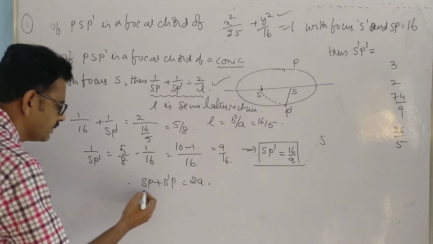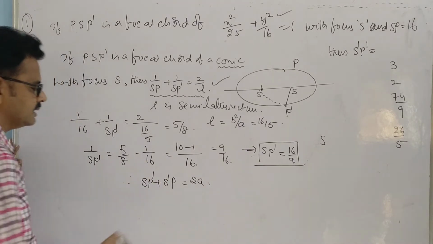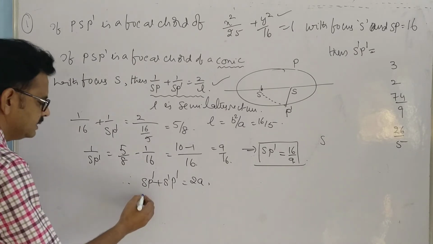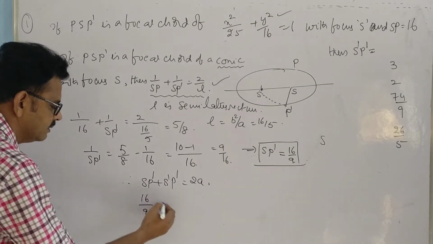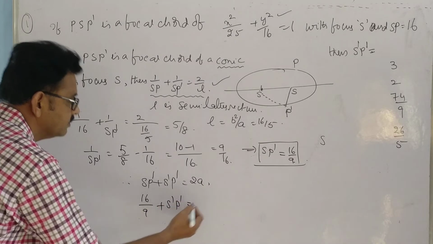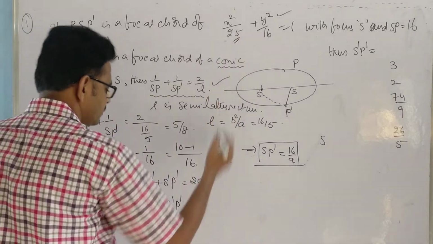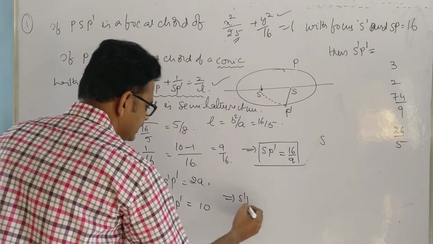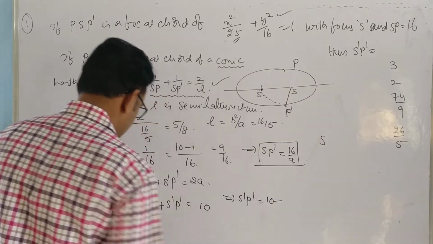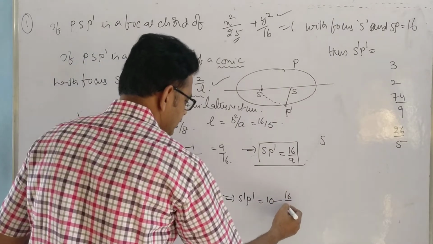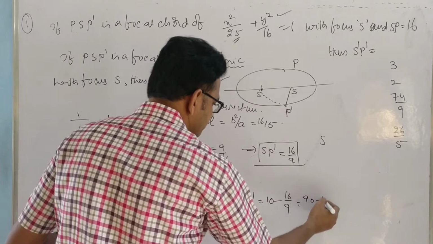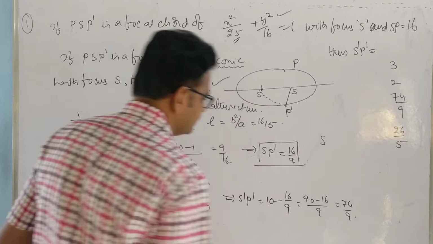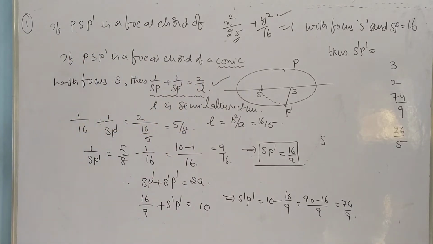So SP dash plus S dash P dash is also equal to 2a. This is 16 by 9 plus S dash P dash is equal to 2a. A is 5, so 2a is 10. This implies S dash P dash is equal to 10 minus 16 by 9, that is 90 minus 16 by 9, 74 by 9. So S dash P dash is 74 by 9.